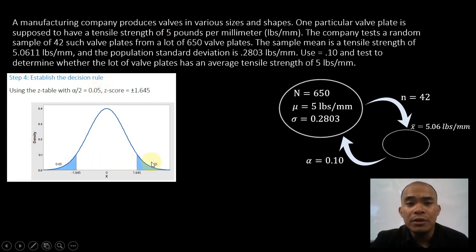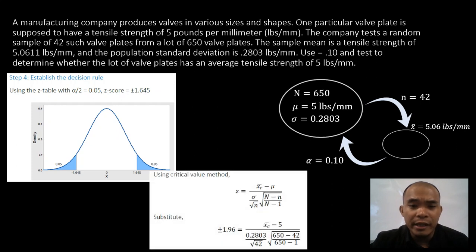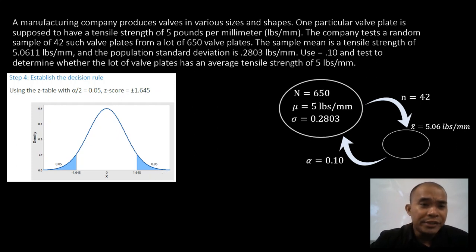You have two options. You can look at the z table for the value of the 0.05, or you can simply memorize the values that we mentioned in the previous videos. Guys, if you have not seen the video, please watch the video in chapter 8. Okay, so this is the decision rule based on this 0.10 here. So that's 0.05, negative 1.645.